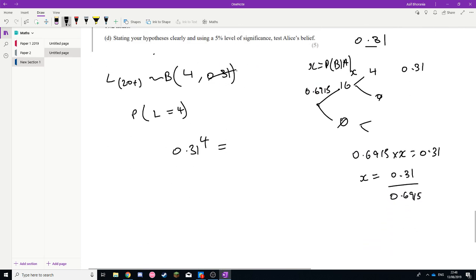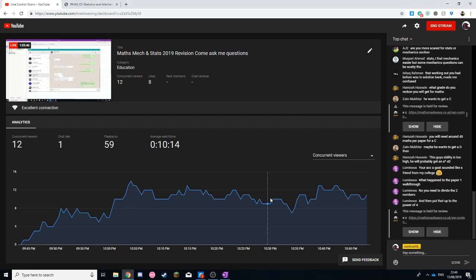Now I'm going to use this probability here. Let me just quickly work this out. That is 0.31 over 0.6915. I shouldn't have rounded, but oh well, I rounded already. 0.4483. Now I'm going to say this here is 0.4483 to the power 4. This should be my final answer. That's enough work for 5 marks. Now I don't feel like I'm missing something. I need to divide the two numbers.